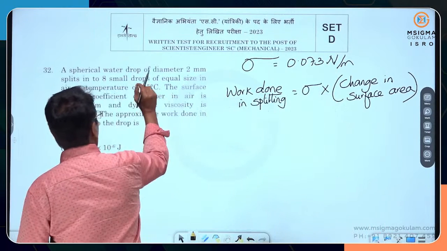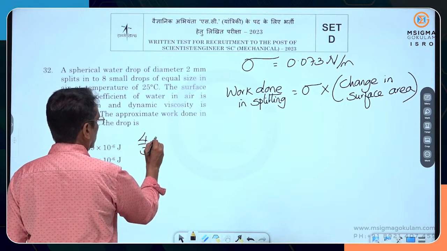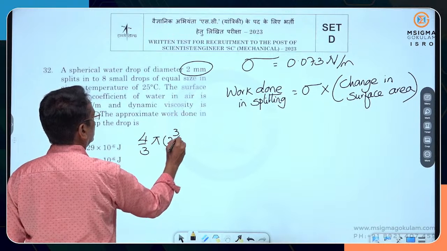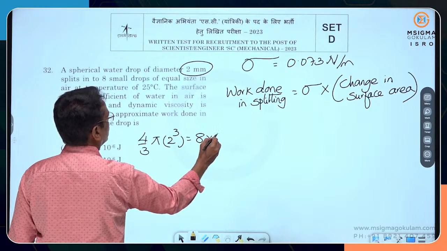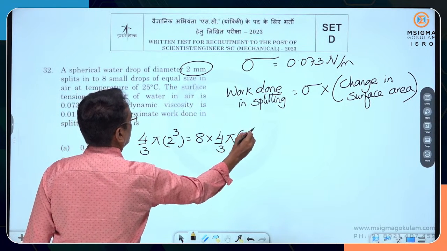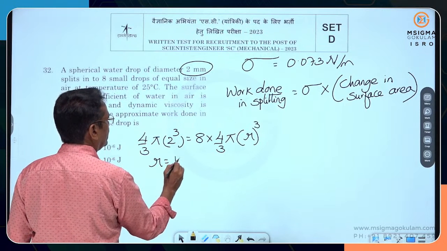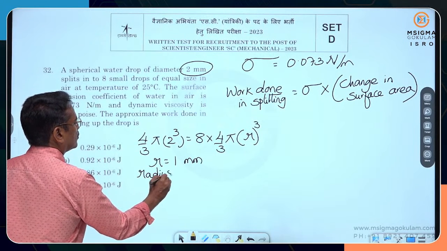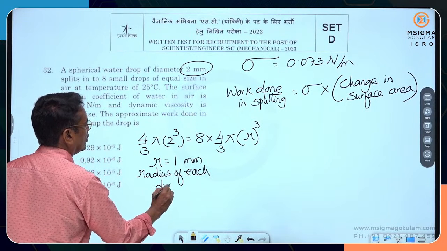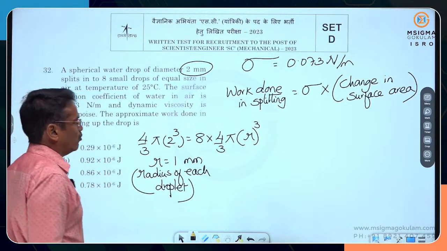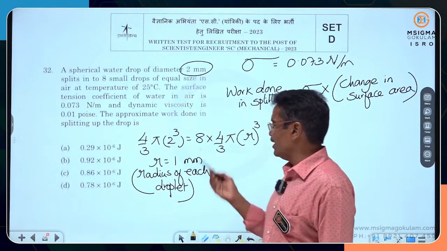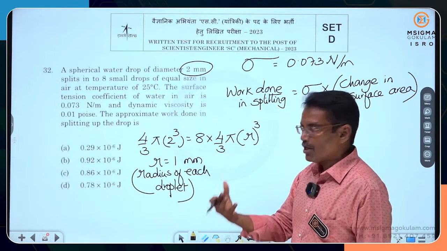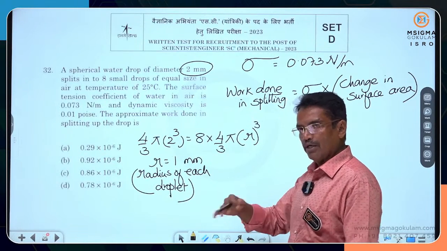First, what is the surface area, radius of each droplet? Let us keep total volume the same, 4/3 pi r cube. Initial is 2 mm, no? Pi r cube, a spherical drop, 2 mm should be equal to the 8 droplets, 4/3 pi r cube. I think r will be 1 mm. That is the radius of each droplet. 8 droplets are there. One droplet is split into 8 droplets. Now I have calculated the radius of each droplet because the total volume remains the same. Before splitting and after splitting, the total volume of the liquid water remains the same.